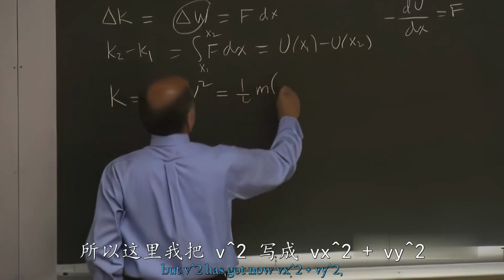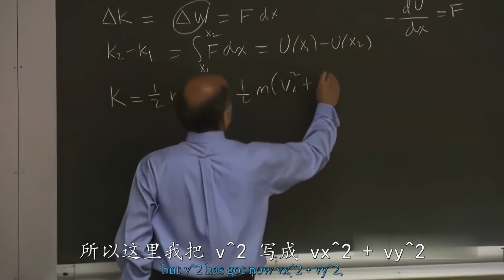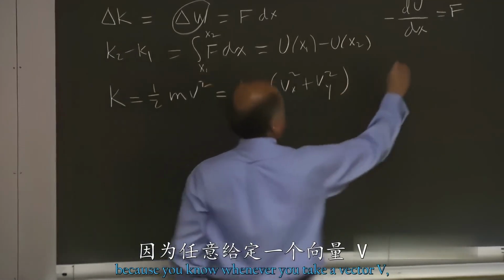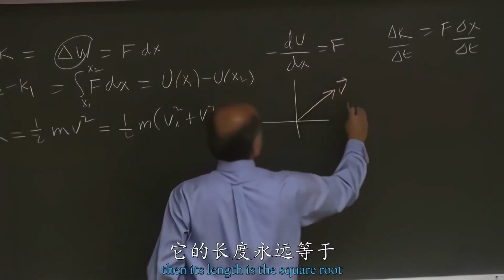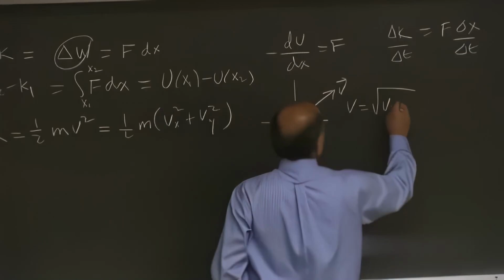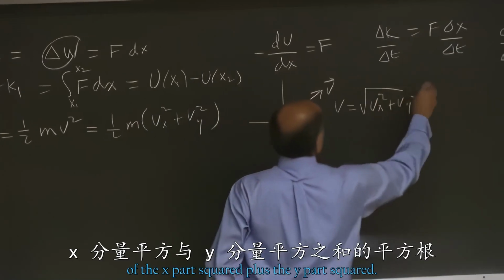But v squared has now got vx squared plus vy squared, because whenever you take a vector v, its length is the square root of the x part squared plus the y part squared.